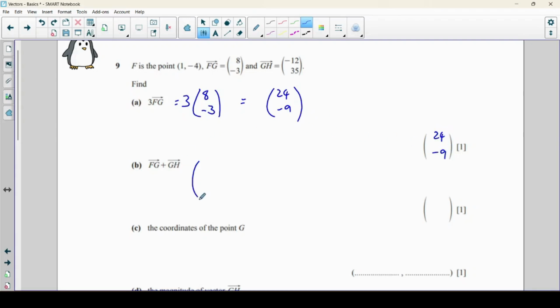And then it's asking us to add these two vectors, so (8, -3) add GH, which is (-12, 35). So 8 add minus 12 is minus 4. It's the same as 8 subtract 12. And minus 3 add 35 is 32.